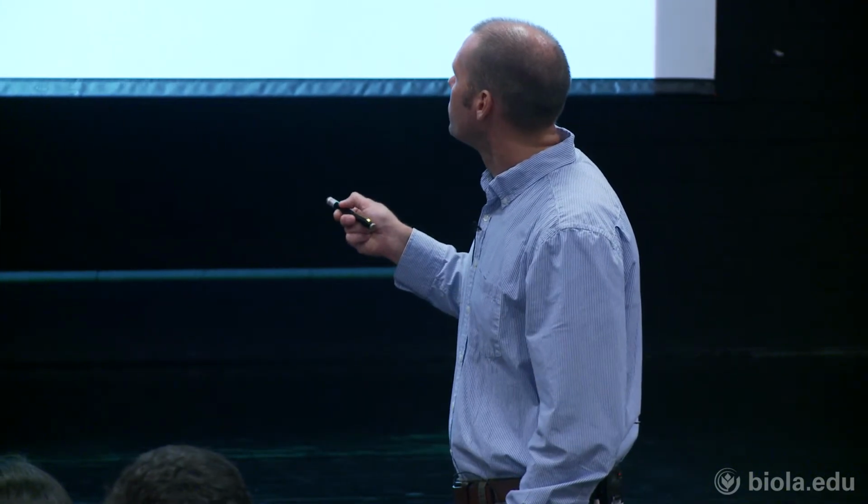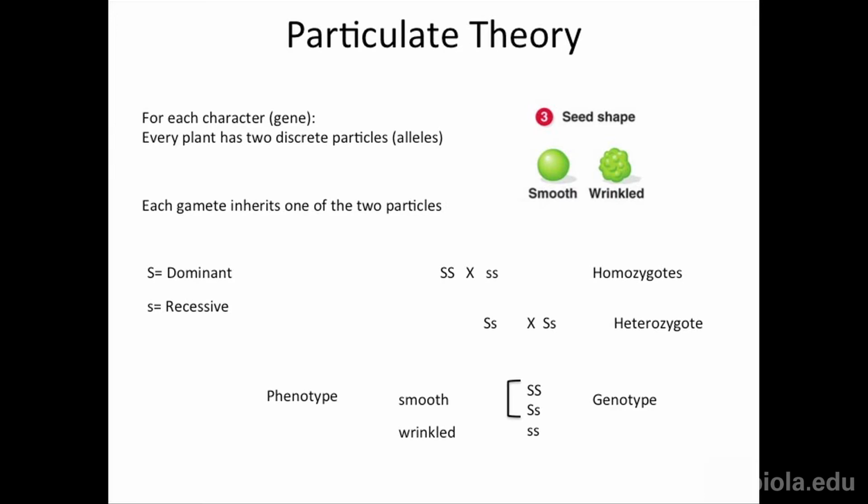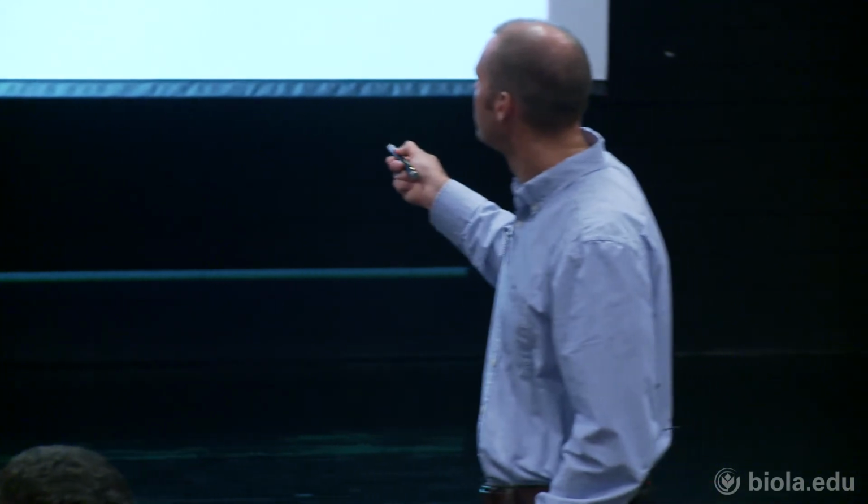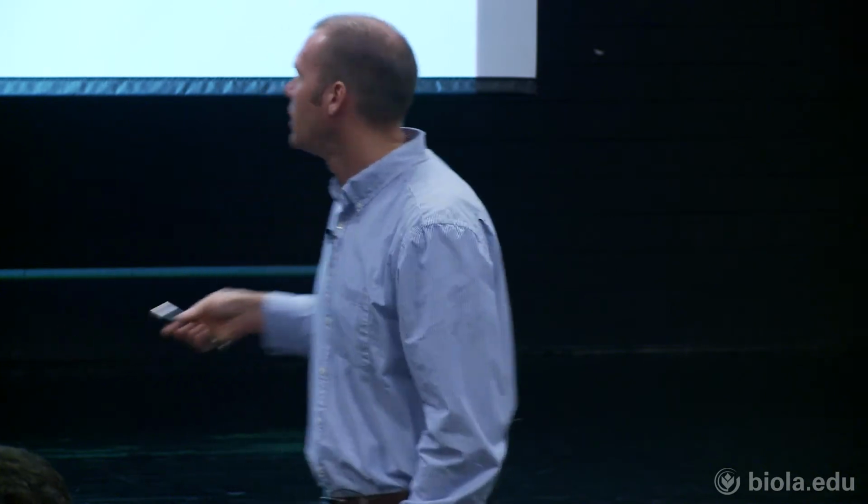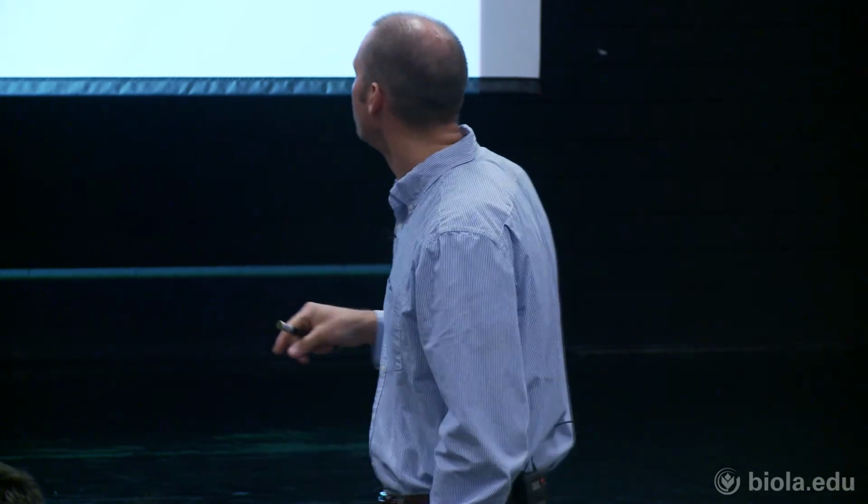So we can represent this. A big S would be the particle that codes for, or that determines smooth character. And little s is the particle that is for wrinkled, right? So this would be representative of the original cross that he did. He took a pure breeding smooth strain, so it must have each had the same smooth particle. And he crossed it with a pure breeding wrinkled, same wrinkled particle, okay, small s.